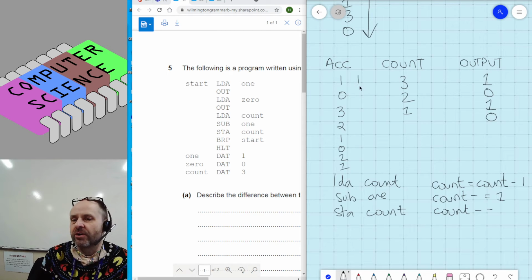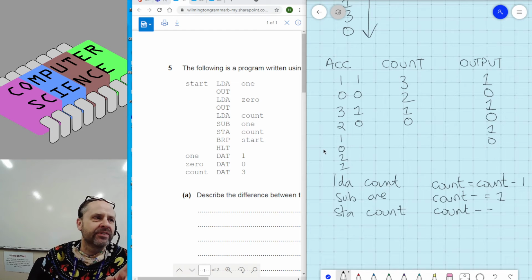So we will do another 1, output it, a 0, output it. Then we're going to load up count, which is now 1, subtract 1, leaves us 0, write that back, and then we say branch positive.